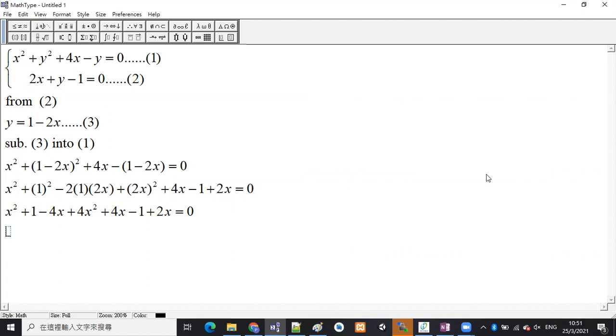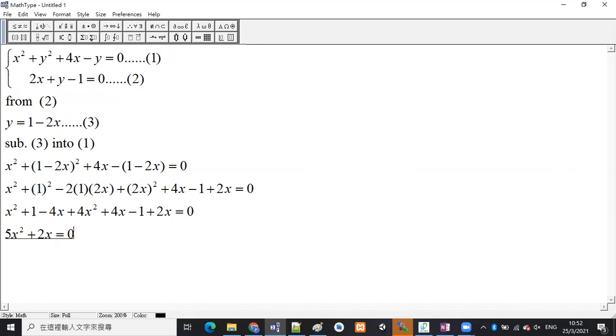X squared plus 4x squared, so we have 5x squared. And then how about the x term? We have minus 4 plus 4 plus 2, so the result will be just plus 2x. And then how about the constant terms? We have plus 1 minus 1. Cancel, 0, so we do not need to write 0 here. The right-hand side is still 0. This is a simple quadratic equation.